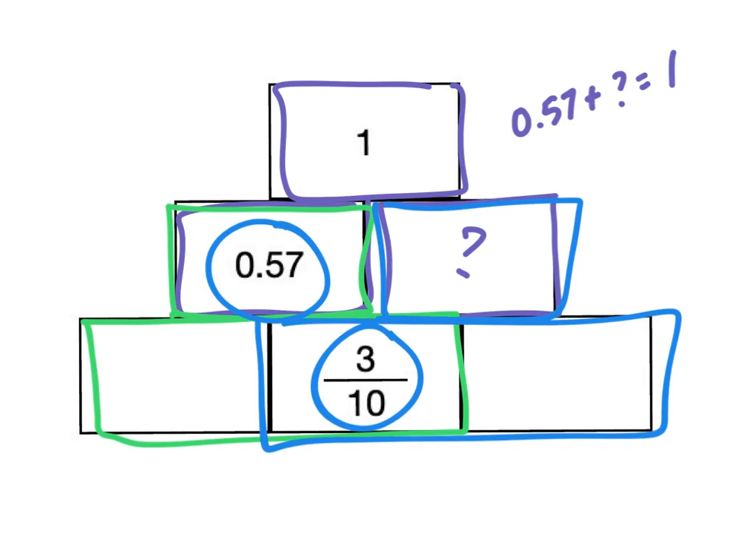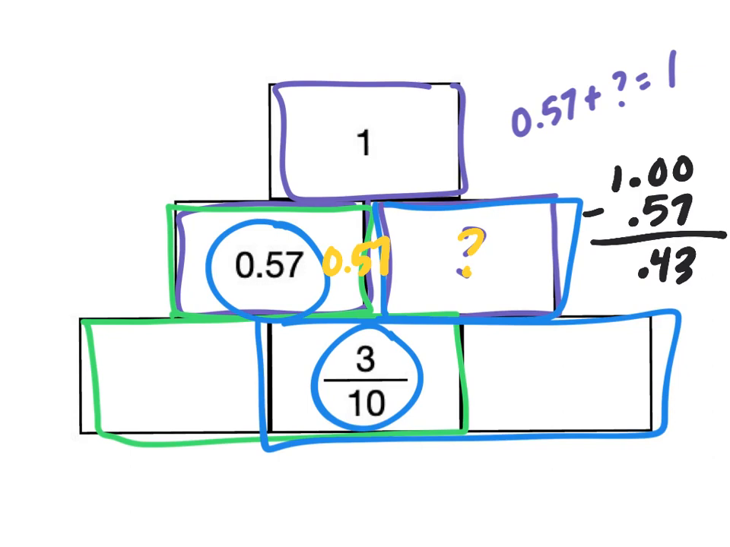All right, so I've got 57 hundredths and this one that I don't know. So I'm going to think, how can I figure that out? I need to figure out what is the difference between 1 and 57 hundredths. I can do this in my head. I can think, okay, what plus 57 is going to give me 1? I know it's 43 hundredths. I can do the subtraction, gives me 43 hundredths. All right, so we've got this one.